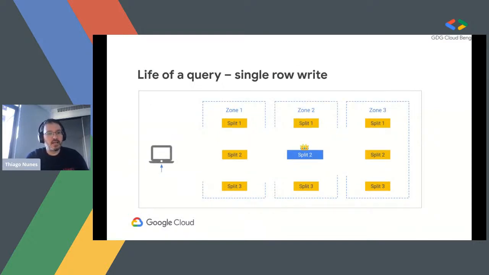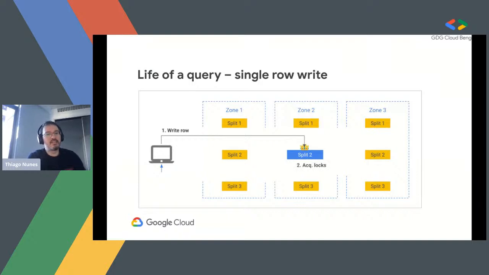Okay. So next, let's see how a write works. A write is always handled by the leader. So when a client wants to do a write, Spanner will identify the split where that write will go to, and then it will route the request to the leader of that Paxos group. In this case here, it's the one in zone 2.